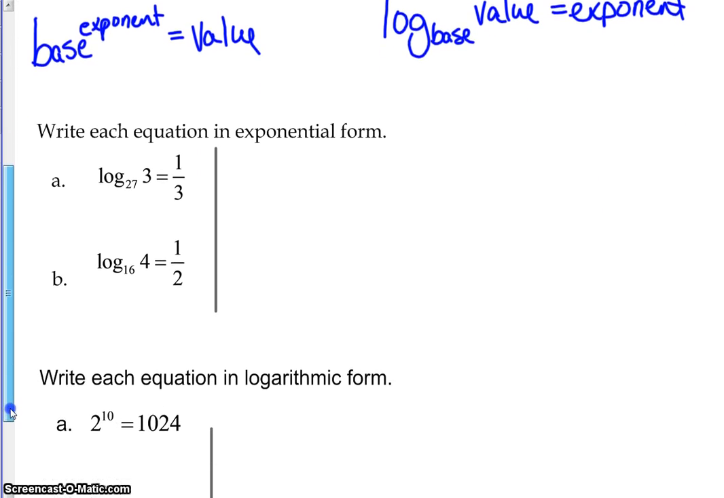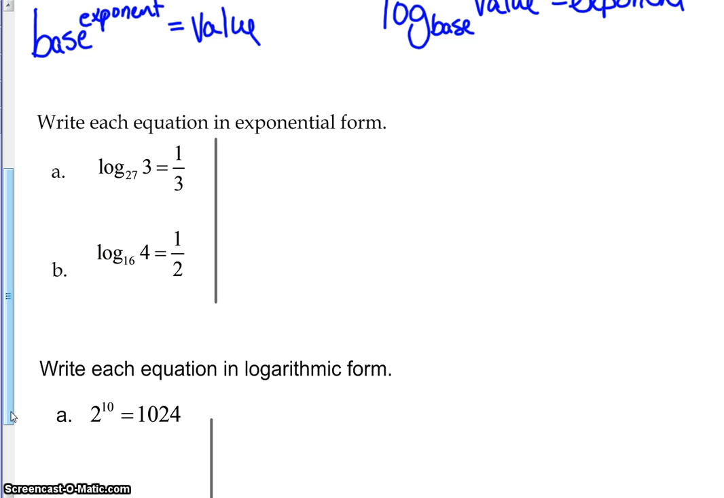This first example says write each equation in exponential form. We have it in logarithmic form. So in my head, I'm asking myself, how can we switch these two things around? I'm going to switch the 1/3 and the 3, leave the 27 where it is, and drop the log to make it an exponent. So now it becomes 27 to the power of 1/3 equals 3.